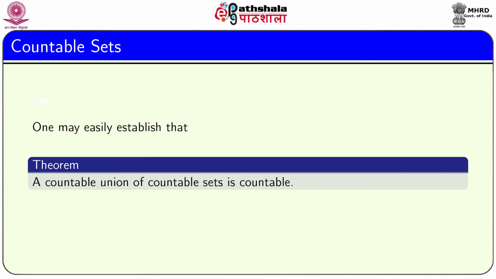Finally, one can establish a result that a countable union of countable sets is always countable. We have established in this module that a finite product of finite sets is finite. Can we say that a countable product of countable sets is also countable? We shall explore these kinds of questions in our next module. With this, we end chapter 1, module 1.